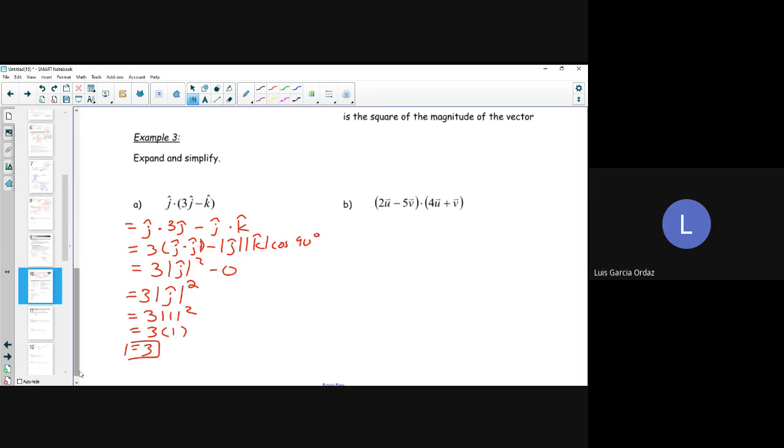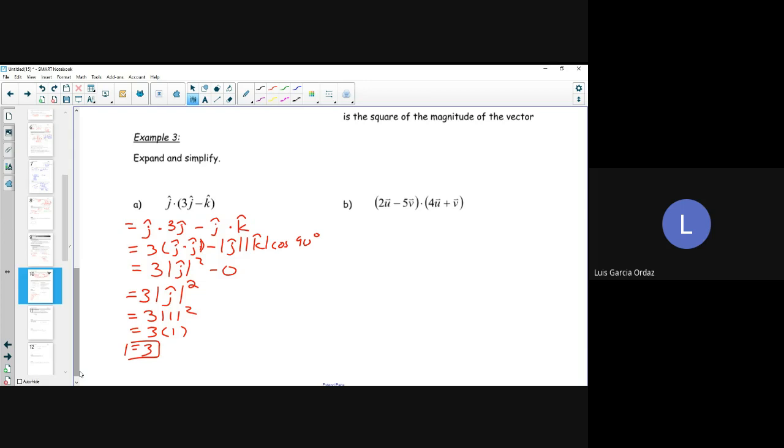Now the next one we have is 2 vector u minus 5 vector v, dot product of 4 vector u plus 4 vector v. This is going to be similar to algebra, or the distributive property, or FOIL. Remember we have I, J, and K, and they're all perpendicular to each other, which is why J and K make an angle of cos 90, right? Because I, J, K are all perpendicular to each other. And because J is a unit vector, the value of a unit vector is always going to be 1. So that's why I assign J a value of 1.